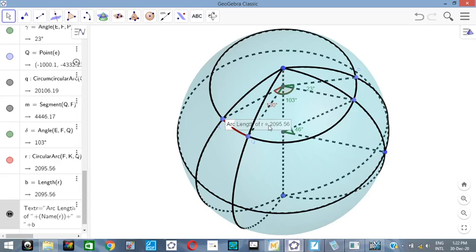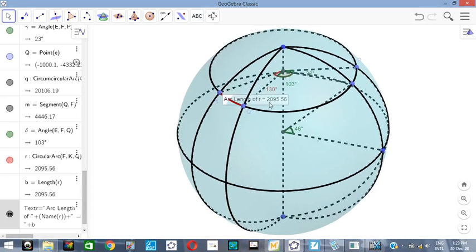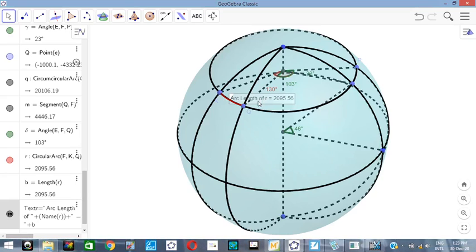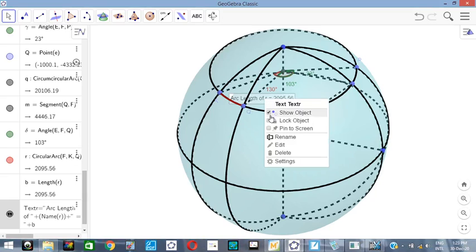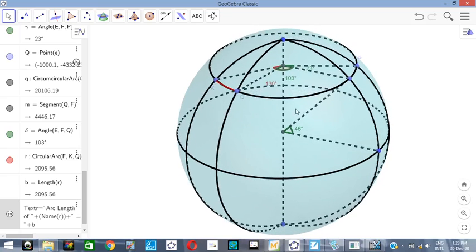You can see it. This software is very, very good for your visualization, especially when you want to understand situations like this. So you can see this distance KQ. You can see the length here. So take note of that. Let me hide it. Alright, so let it go now.